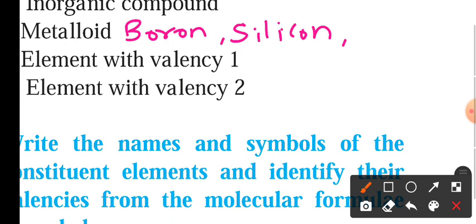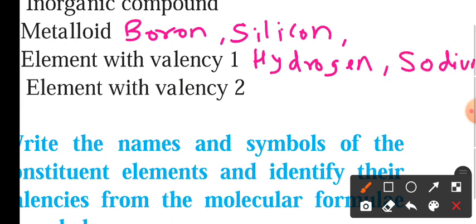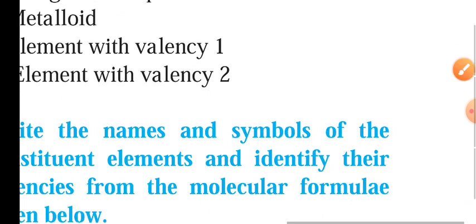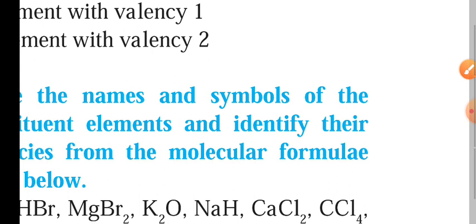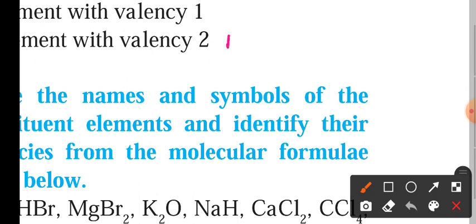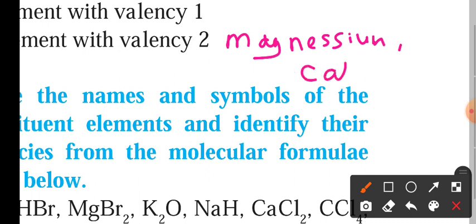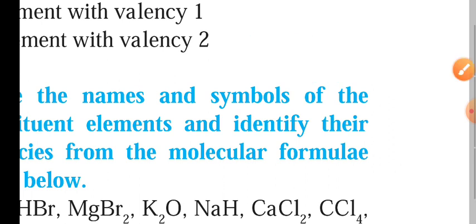For the element with valency 1, you can write hydrogen. You can write sodium. Element with valency 2, in this you can write magnesium. You can write calcium. So these are the examples which you can write for these particular categories they had asked.